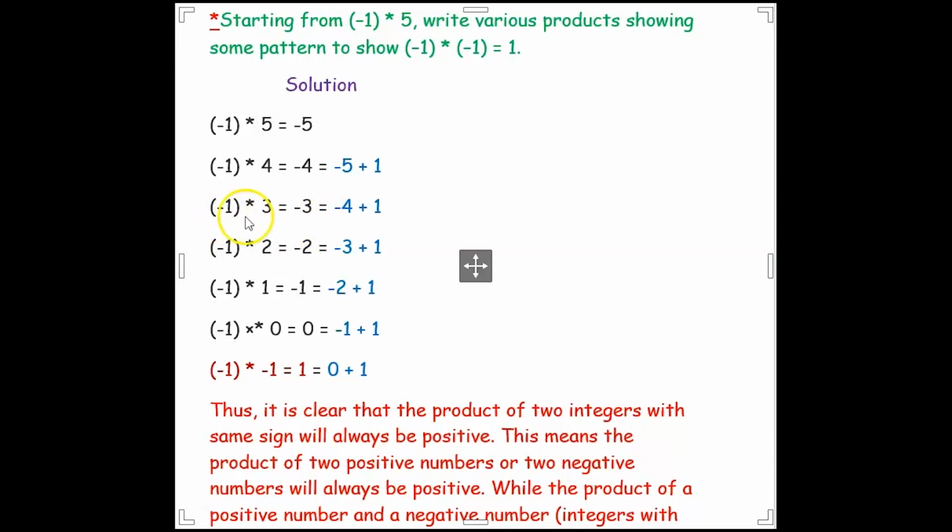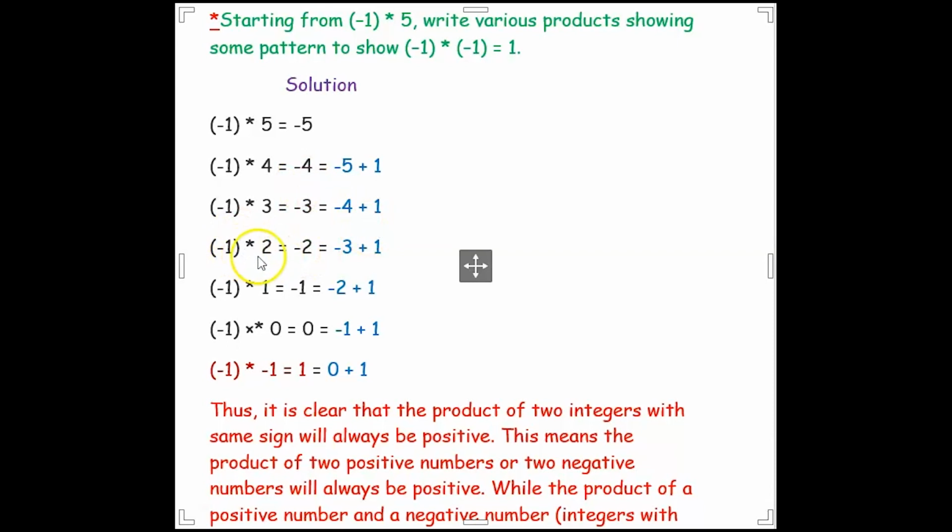So next step, negative 1 into 3 is negative 3. That is, we are adding 1 to the previous result. So multiplication by negative 1 is nothing but adding 1 to the previous result. So negative 1 into 3 is negative 3, which is nothing but negative 4 plus 1.